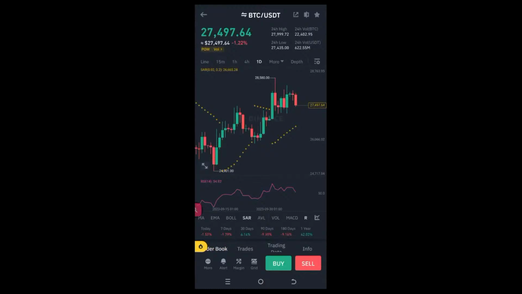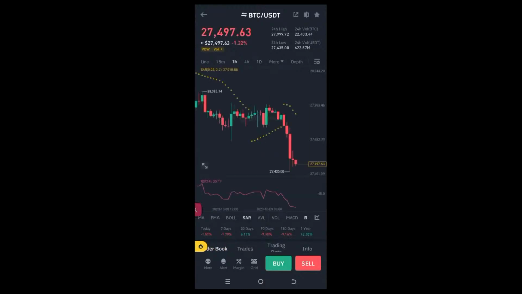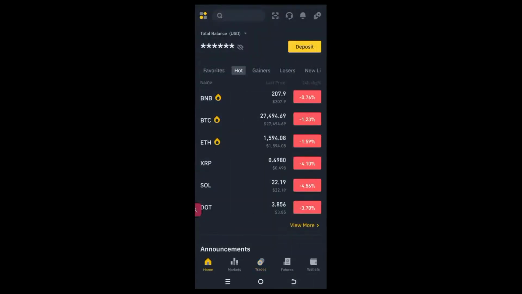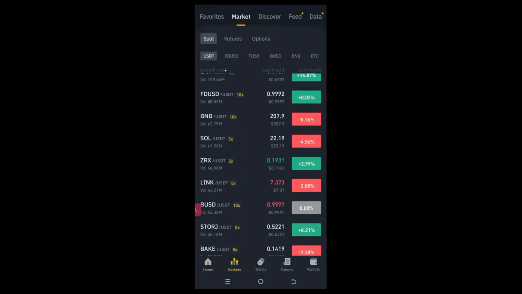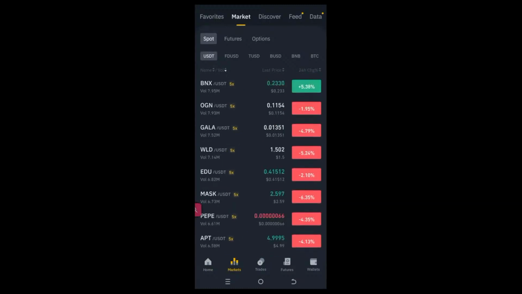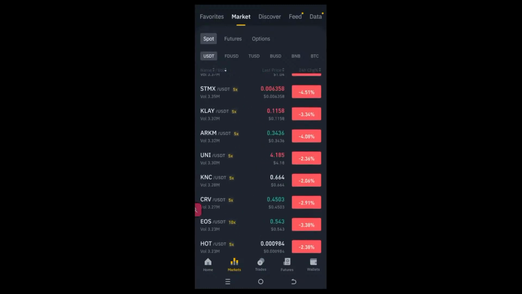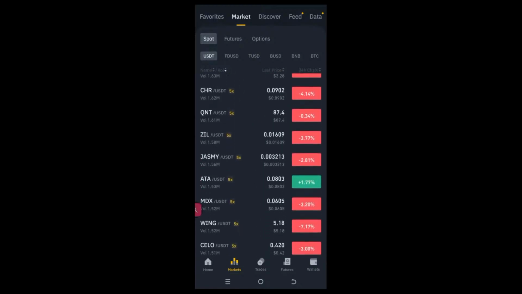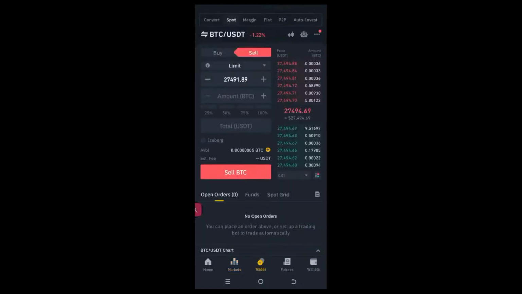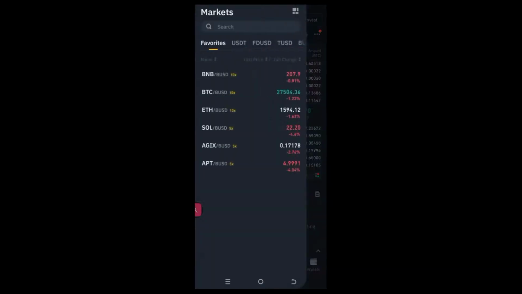BTC is dumping. This is 1 day. It's really been a bloodbath, as you can see here. If we go to the home page, you'll see that everywhere is red. Look at it. A lot of coins are currently dumping right now. So the market is red, as you can see. It's almost 90% red. And so in that case, we'll definitely have to set a sell limit normally.